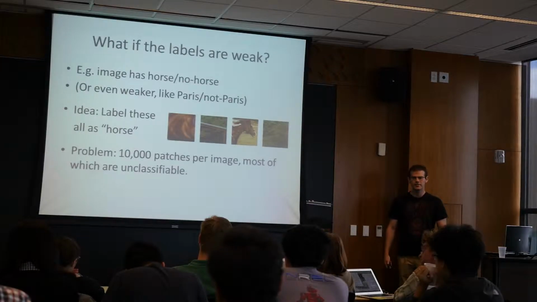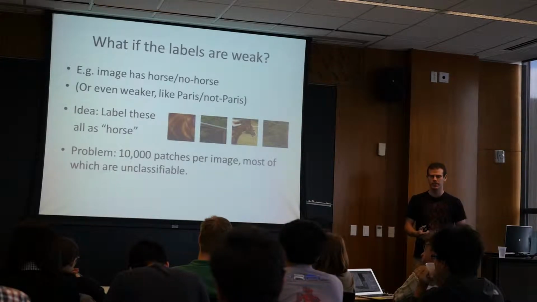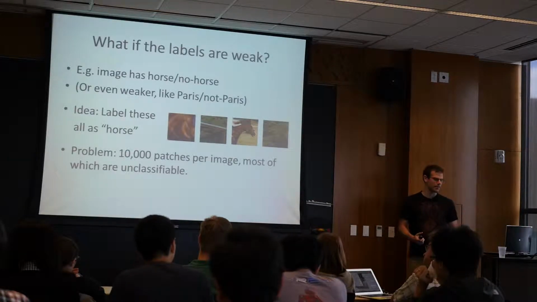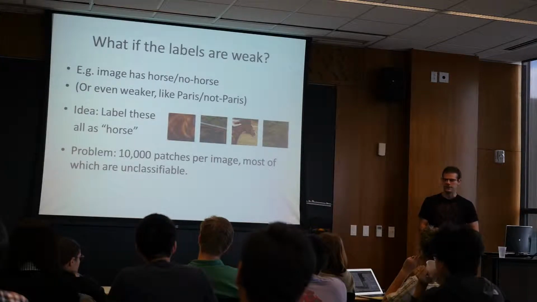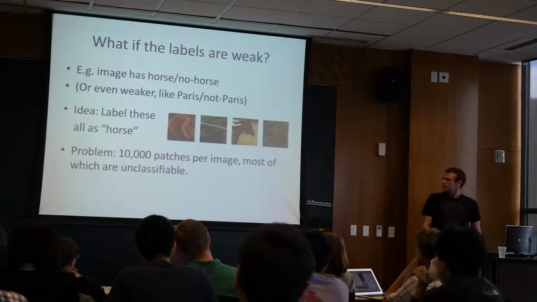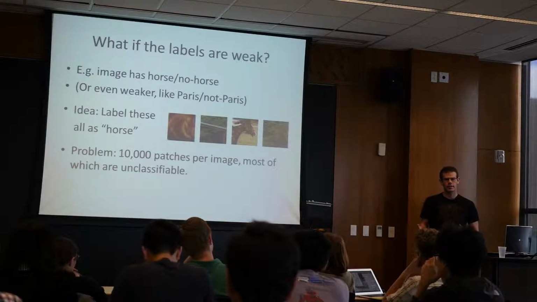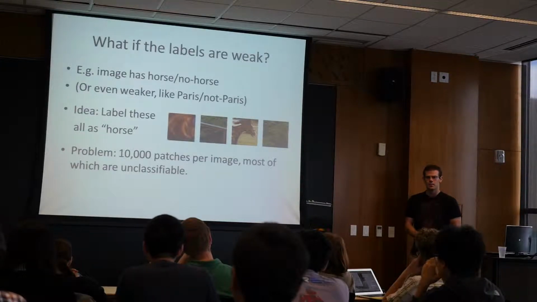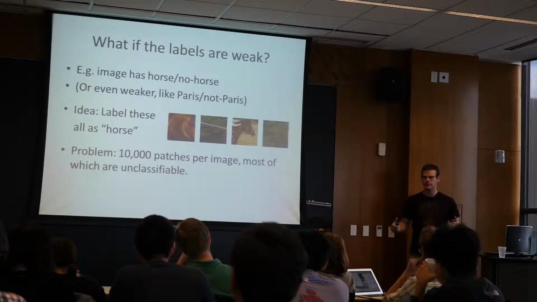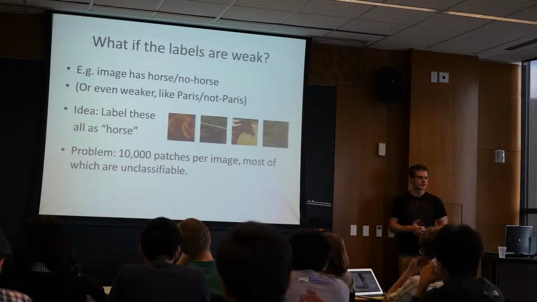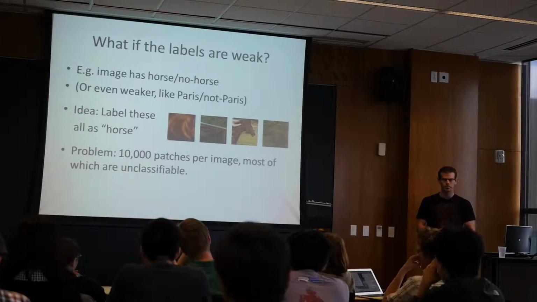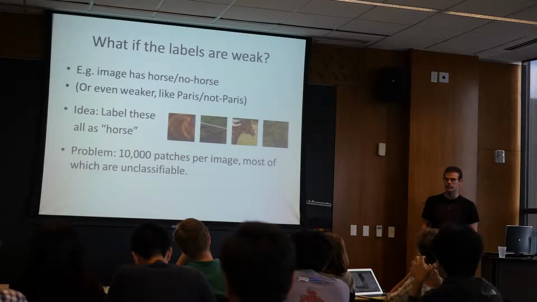But the problem is that there's about 10,000 patches per image, and the vast majority of them are unclassifiable, like these trees. So if we try to train a simple classifier, there's going to be too much variety, and it's going to underfit. And if we try to train a complex classifier, well, it's going to try to learn everything. It's going to end up with a very high variance representation, and it's going to probably also be very computationally expensive.